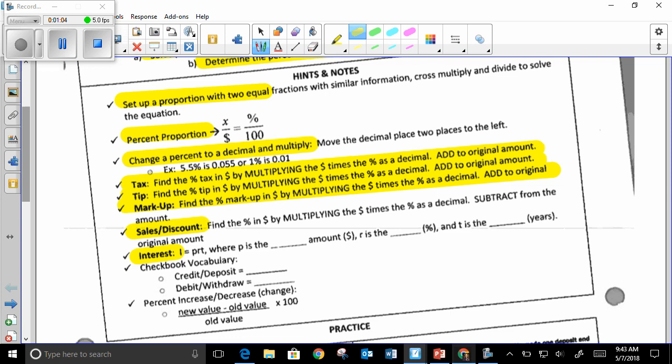Interest equals P, which stands for the principal or the amount of money borrowed or paid. R stands for the rate, which is the percent. It's always in a percent. And T is for the time, which is in years.